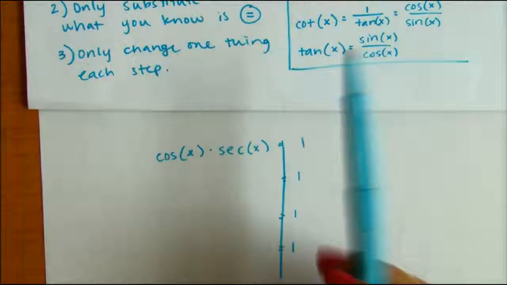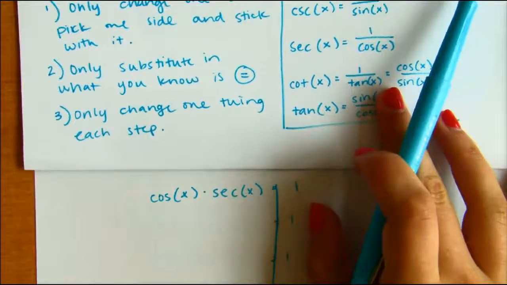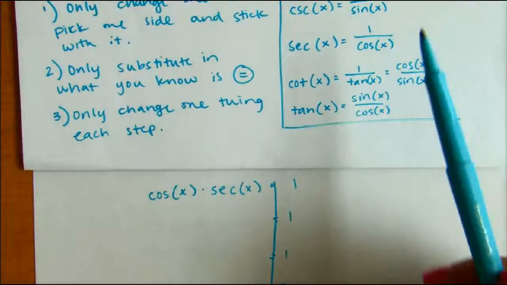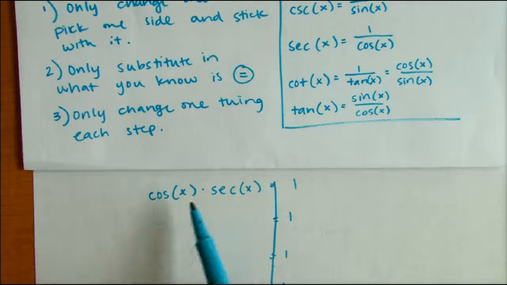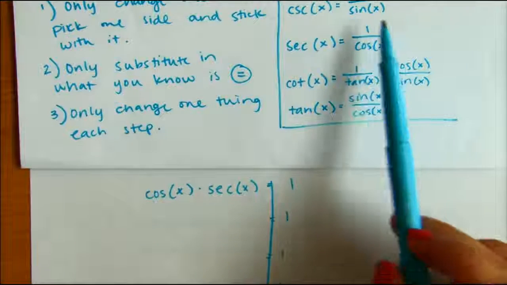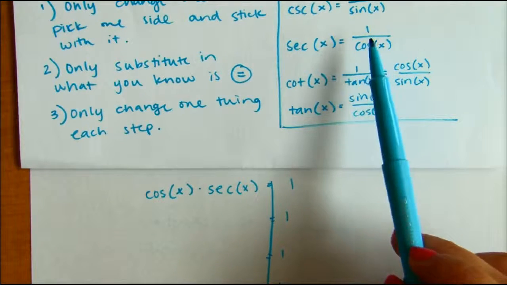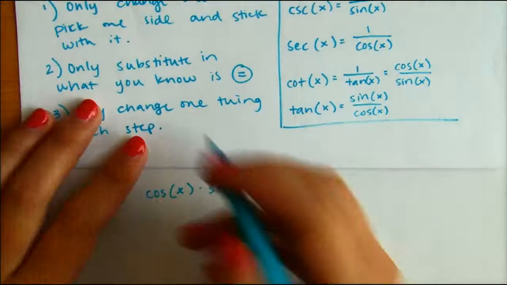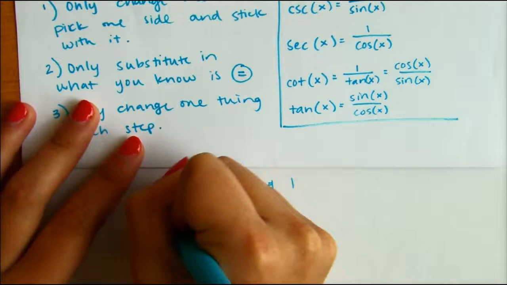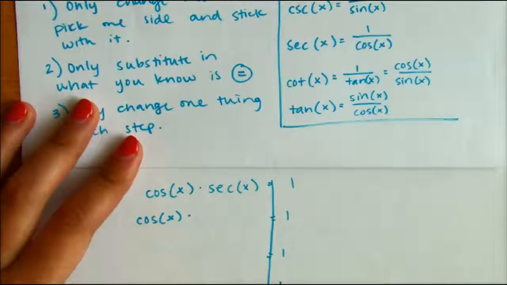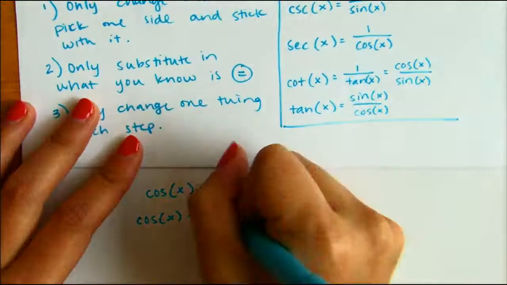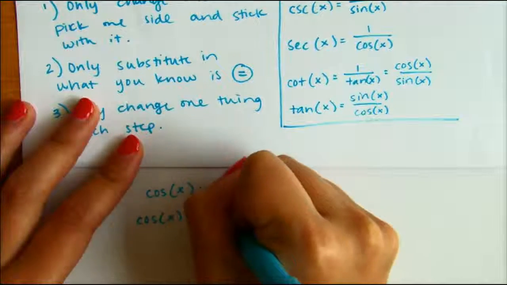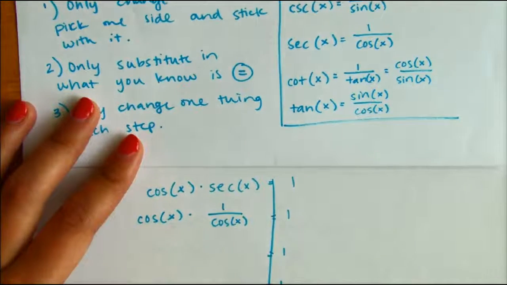So looking at that, and looking at our box of stuff up here, what's one thing that I could substitute in either for cosine or for secant that could help me out? For secant, I know that secant is equivalent to 1 over cosine. So cosine is going to stay the same. Secant, I'm going to replace with 1 over cosine of x, and my right side is just staying the same as 1.